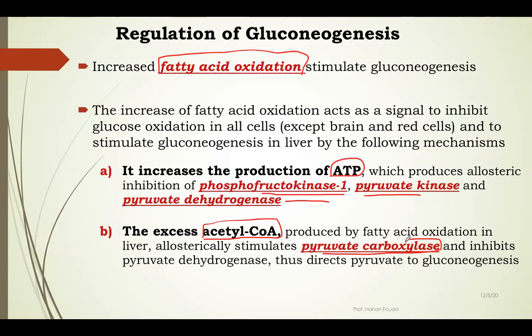If you go back in your study to glycolysis, you find that acetyl-CoA inhibits pyruvate dehydrogenase. This means it inhibits glucose oxidation. Okay? Inhibition of glucose oxidation by inhibition of pyruvate dehydrogenase and activation of pyruvate carboxylase. This activates gluconeogenesis because pyruvate carboxylase is a key enzyme of gluconeogenesis.